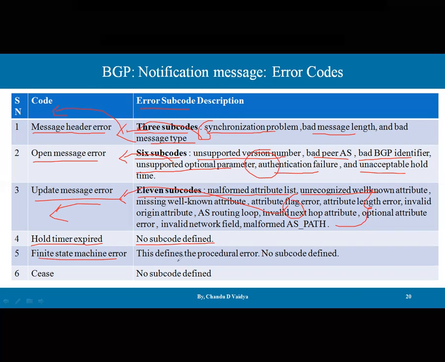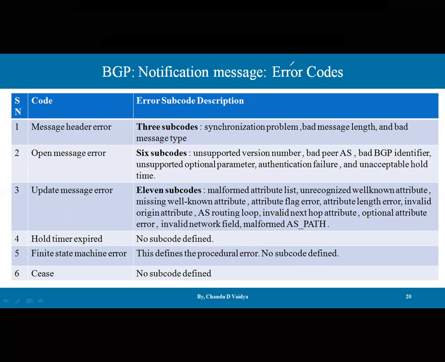Then finite state machine error. This defines a procedure error. There is no subfield or subcode available, so it is indicating that a procedure error has occurred. And last is the Cease; there is no subcode defined for the Cease. So these are the different codes and subcodes available, guys, for the BGP error or notification message. That is the fourth message.